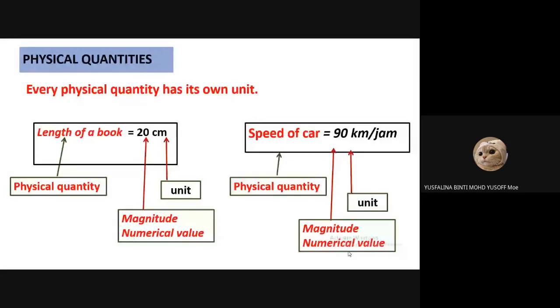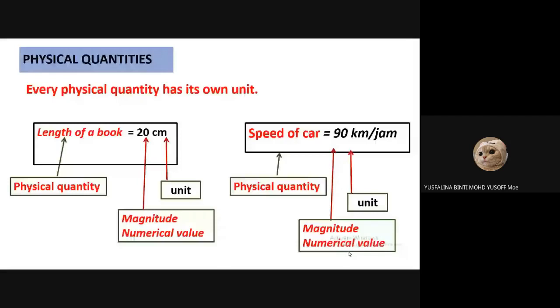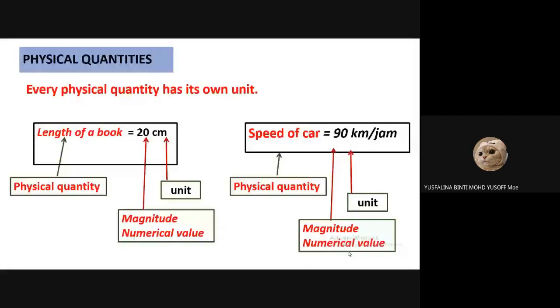And for the speed of the car, we measure what? We measure the speed of the car. So that is called a physical quantity. And 90 kilometer, that one is a magnitude, a value. And kilometer per hour is actually a unit. So this one you have to differentiate.